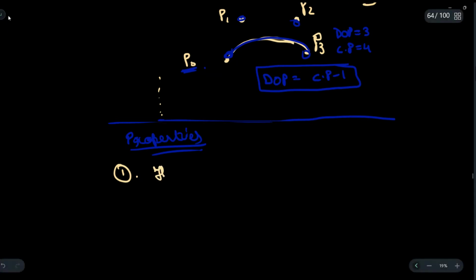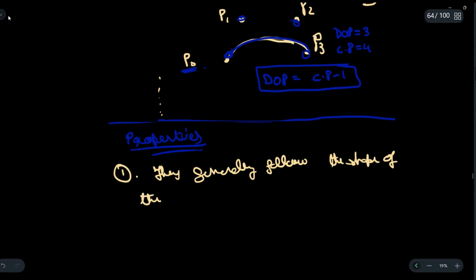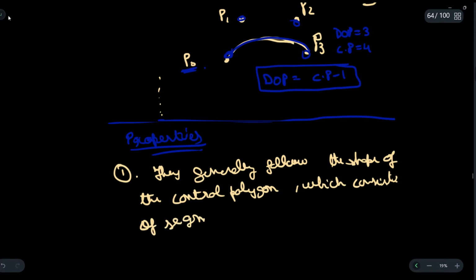That is, they generally follow the shape of the control polygon, which consists of segments joining the control points.